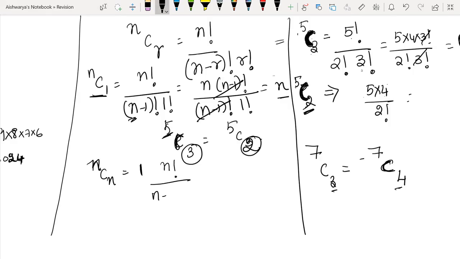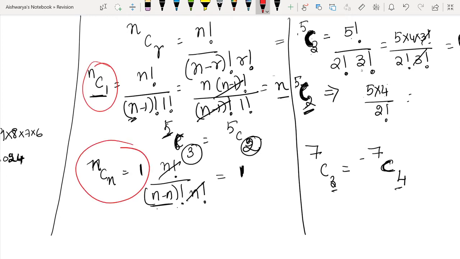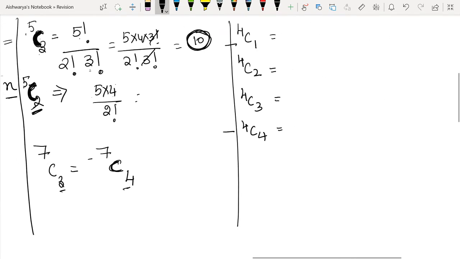So if I write it in terms of formula also, this is what it becomes. This and this gets cancelled. n minus n is 0. 0 factorial is 1. So the answer you get is 1. These are things I want you to make a note of with a different color pen. nC1 value, nCn value. This is very important. Now that you know this, filling up this becomes easy.